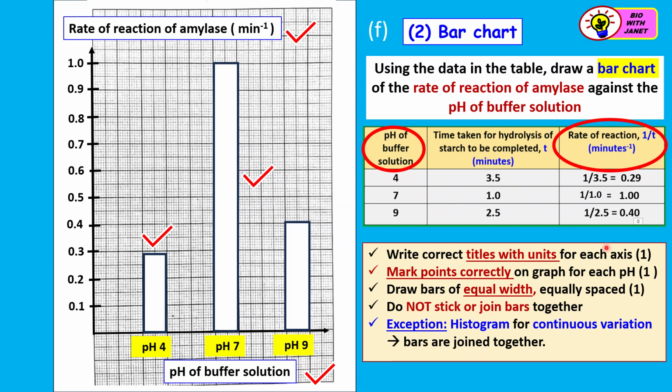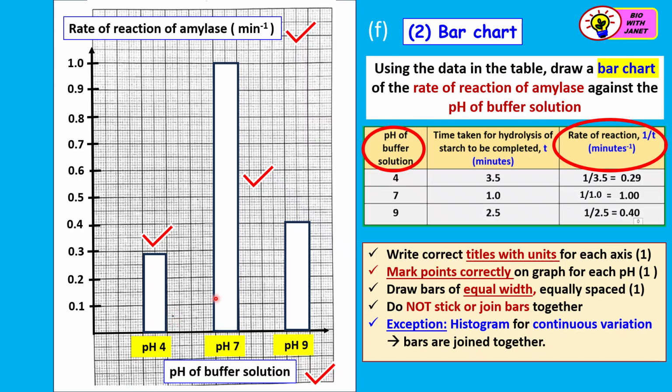All right, let's look at the answer. The bar chart consists of rectangular boxes, and there are no curves or lines in this case. You can start with pH 4, and then pH 7 and pH 9. What is important is that your bars must be of the same thickness. And again, you have the titles: pH of buffer solution, and the rate of reaction of amylase in per minute.